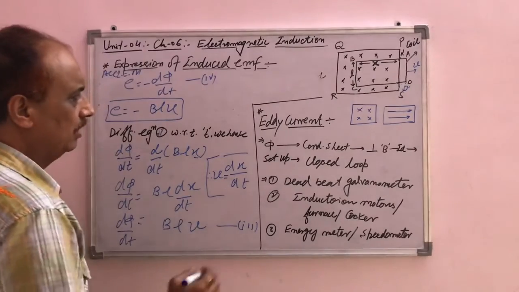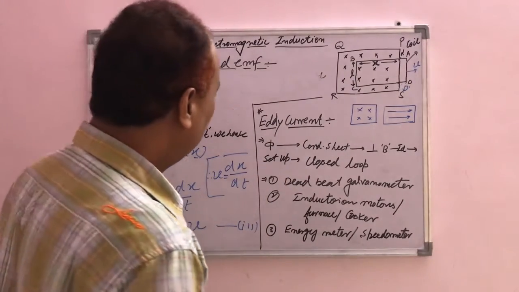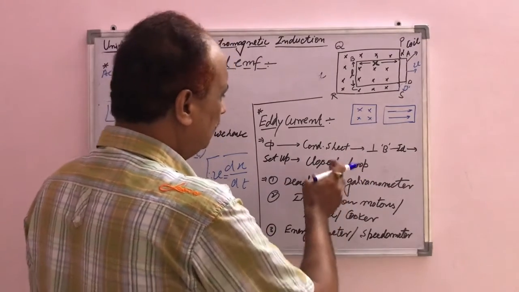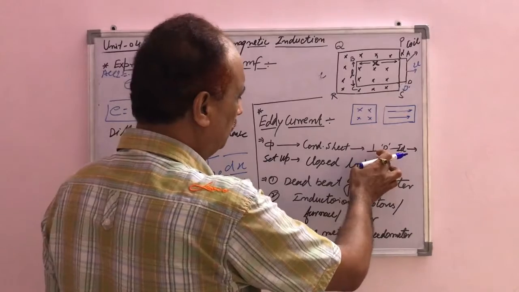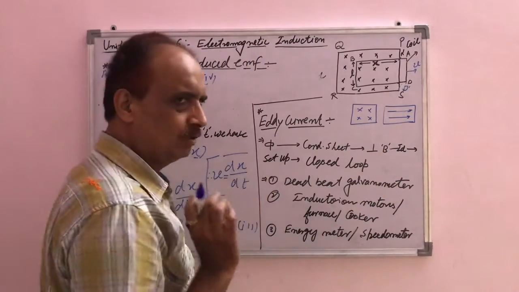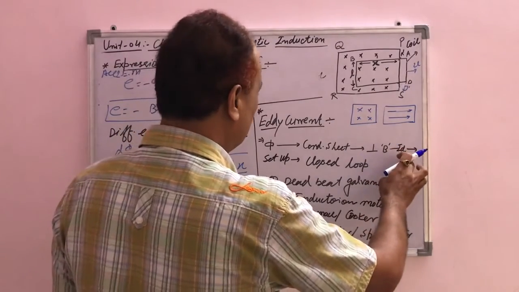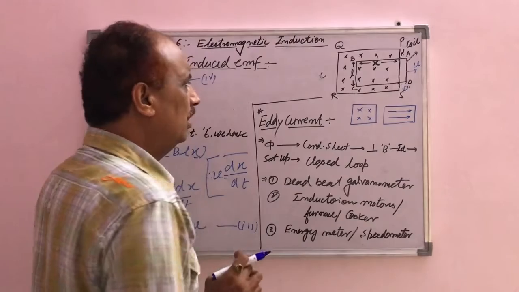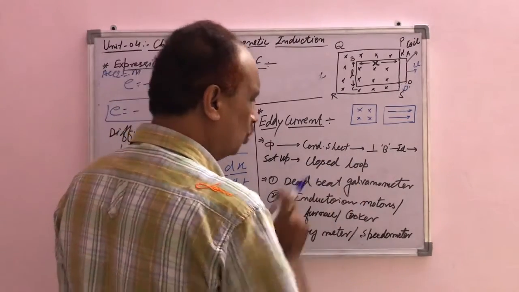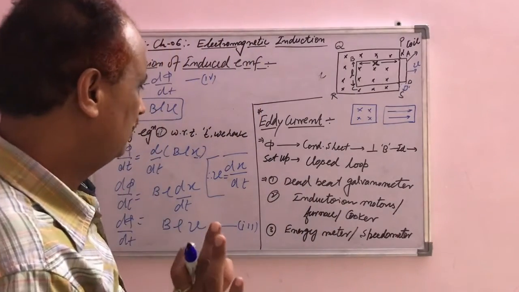Now the next topic is eddy current. Eddy current means when a conducting sheet is inserted in the magnetic field perpendicular to the plane of the paper, then a magnetic flux is linked in the sheet, and due to this an induced current is set up in the conducting sheet in the form of closed loops. Such closed loop currents are known as eddy currents.